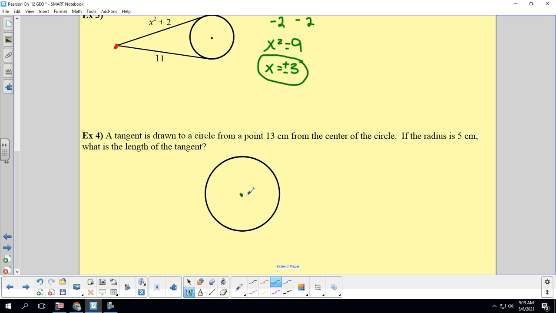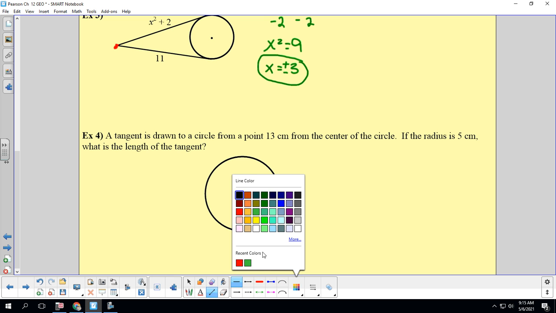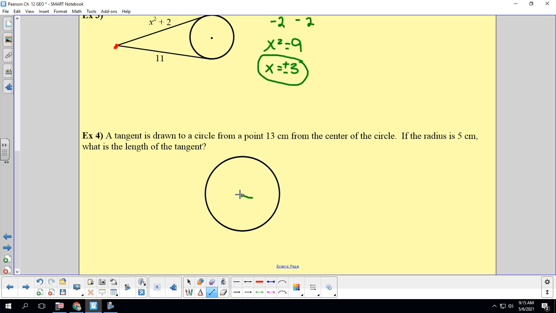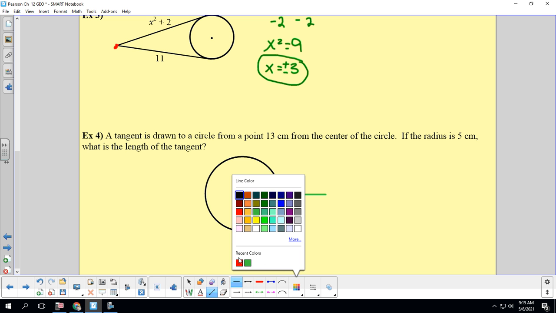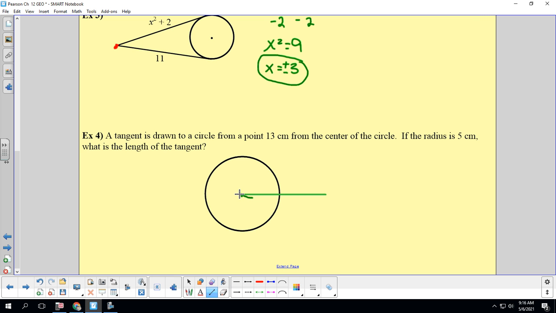We're going to just shoot it straight out. I obviously need a line helper. Let's go line, because I can't draw straight lines. Okay, so this is going to be 13. Our radius is going to be 5.